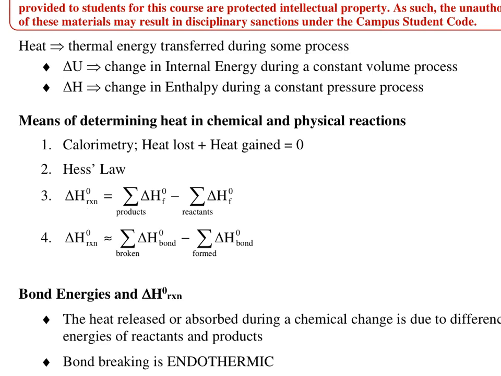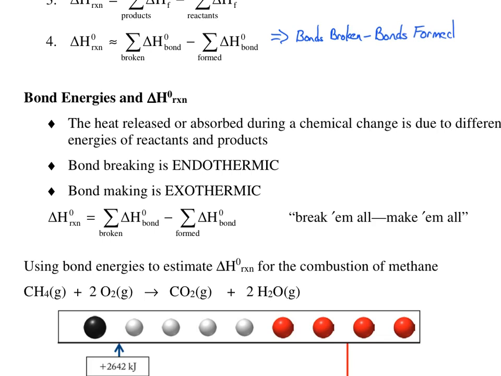Now we're going to talk about estimating the heat of reaction from bond dissociation energies, and it's essentially bonds broken minus bonds formed. We want to remind ourselves of a few facts. The bond breaking is endothermic. It requires energy, and therefore the reverse process, bond making, is exothermic. It releases energy.